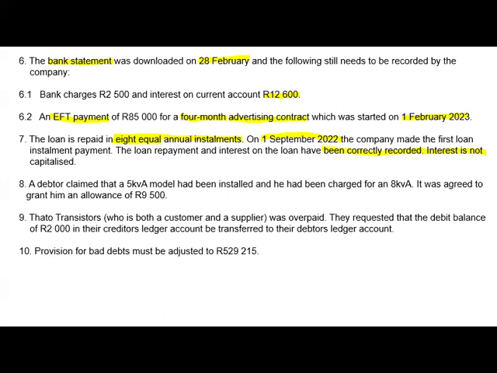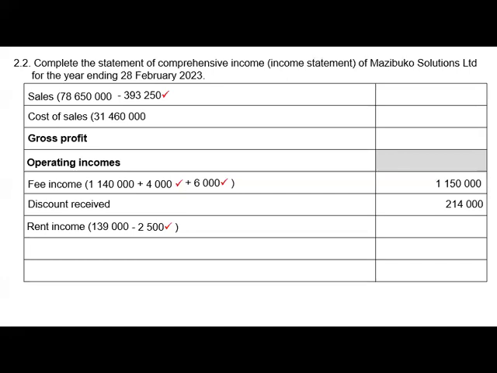8, what does it say now? It says that a debtor claimed that a 5 kVA model had been installed and he had been charged for an 8 kVA. Right. I think that's a battery, by the way. It was agreed to grant him an allowance of 9,500. An allowance is just a reduction of the purchase price. And remember from grade 10, don't forget those, an allowance doesn't have cost of sales. So you'll just take that 9.5 and subtract it from your sales, right?